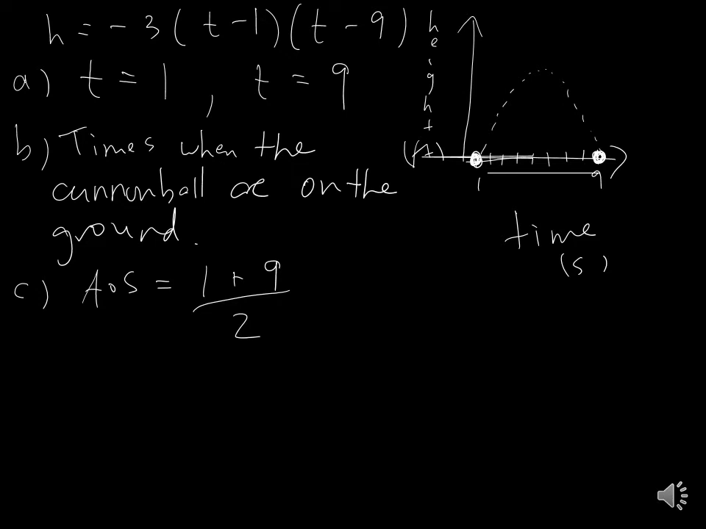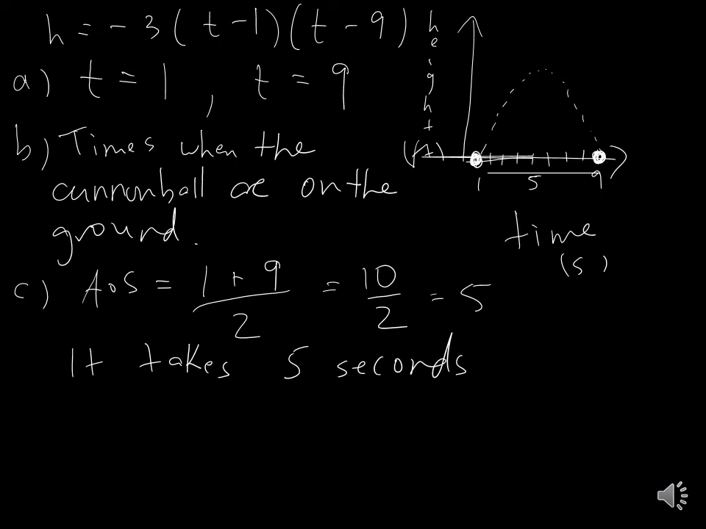So 1 plus 9 is 10. Divided by 2 equals 5. And 5 is definitely halfway between 1 and 9. What does it mean? This means that it takes 5 seconds to reach the max height.